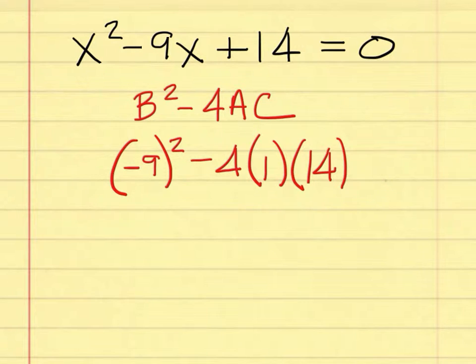What is the quantity squared of negative 9, Kleiber? 81 is right. And what is 4 times 1 times 14, Montalban? 4 times 1 times 14? Try again. 4 times 1 times 14. 56 is right. Okay, so we have 56. What is 81 minus 56?